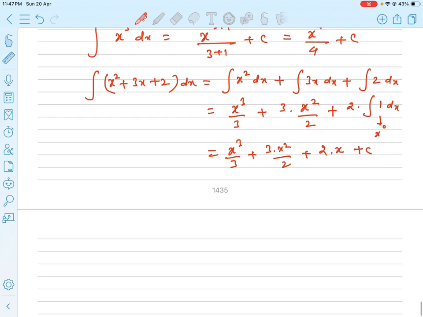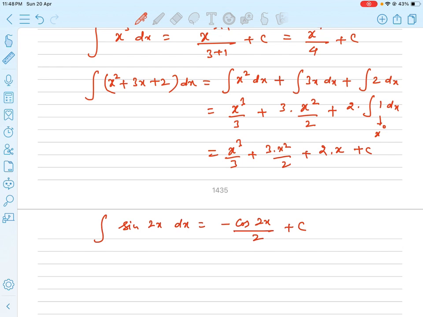Let us see some examples of trigonometric function. Say I want to find out the integration of sine 2x dx. This would be minus cos 2x over 2 plus c. As simple as that. Right? So these were some of the examples which will be useful for us.